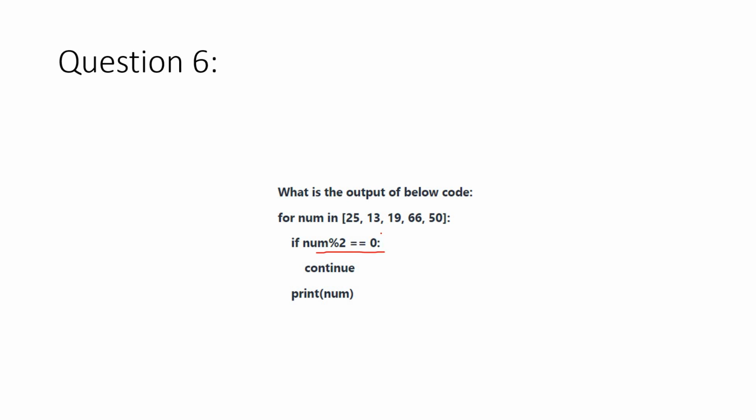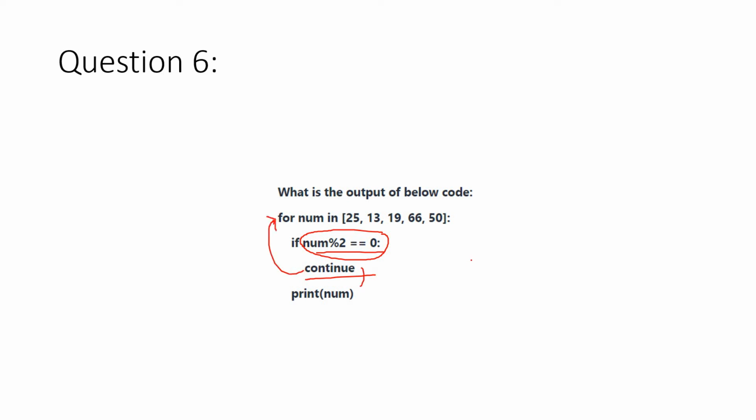25 mod 2 equal to 0. This is nothing but checking whether a number is even or odd, right? Because if you divide a number by 2 and you get 0 remainder, that means it is an even number. So for an even number, we will continue. That means we will not go below. We will directly come from here to this for loop itself.